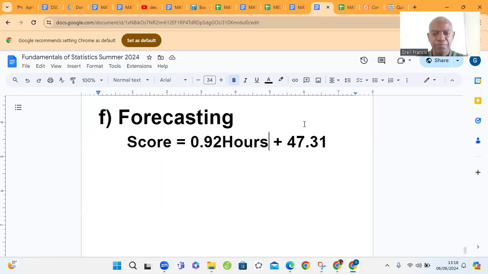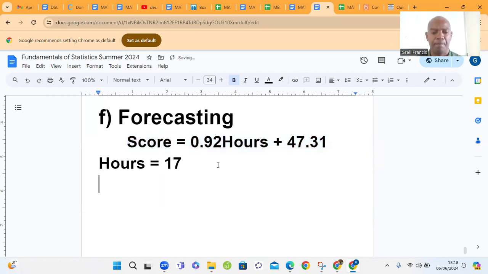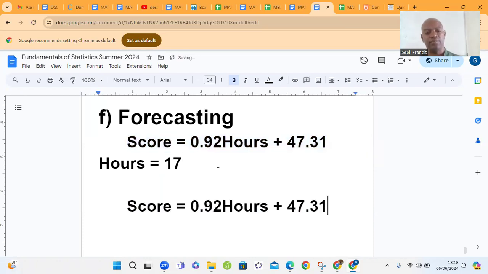So what if you study for 17 hours? What if your hours is equal to 17? What would your score most likely be? So all you can do is simply substitute 17 in the place of hours and forecast, predict, get a sneak peek into the future of what your score might be. They call that forecasting. So using a linear model to forecast.